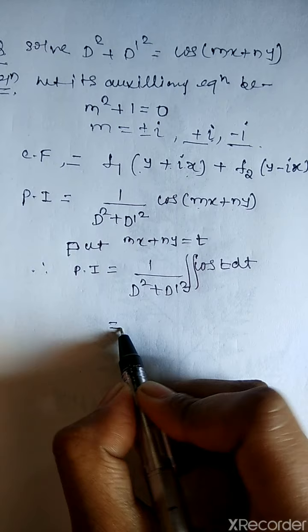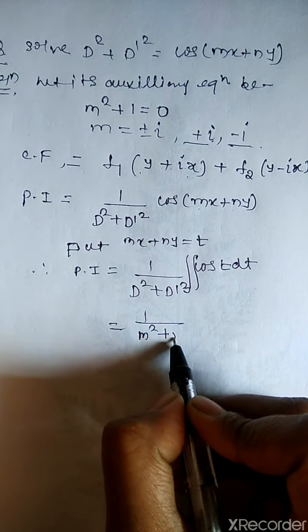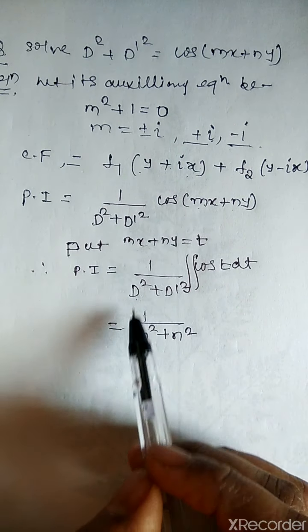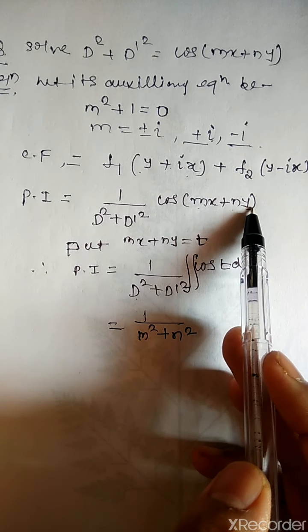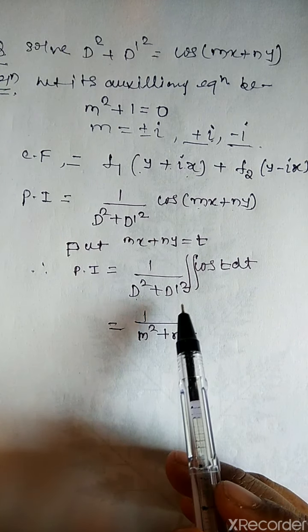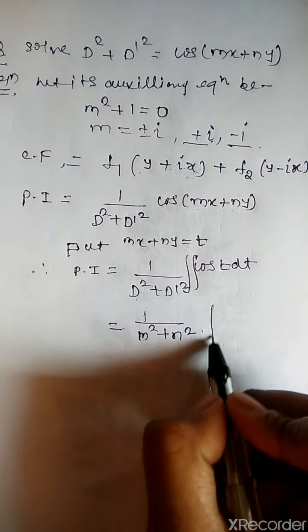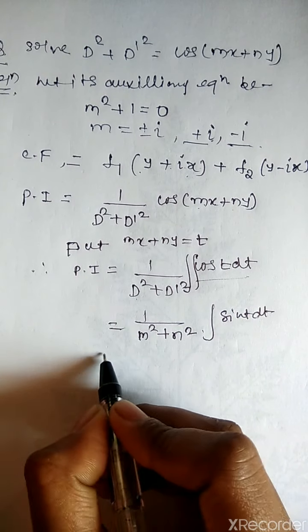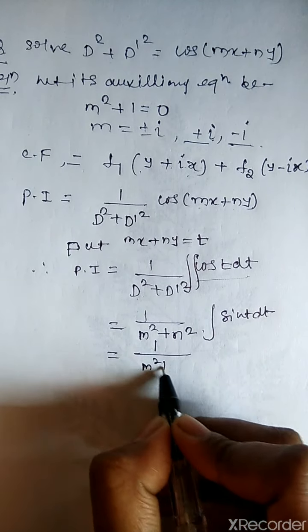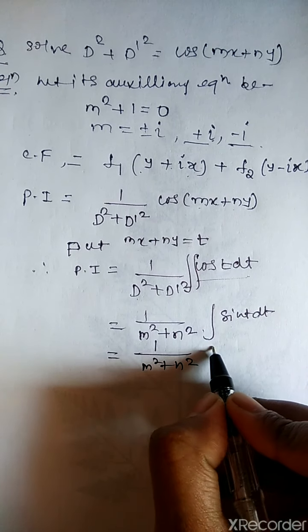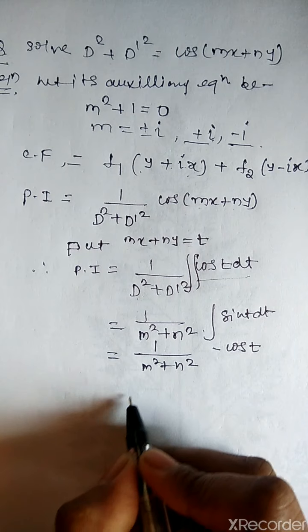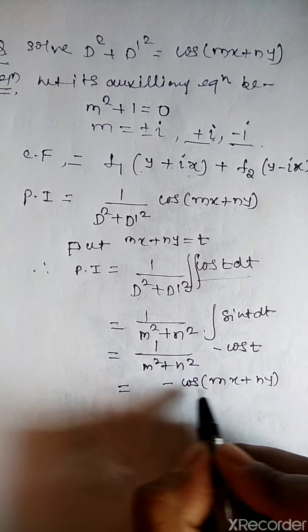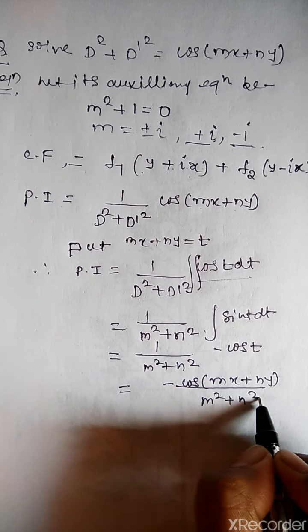So this is equal to 1 by (m² + n²). Why have we put m? For D, the coefficient of x is m, so we put D = m. The coefficient of y is n, that's why we have put D' = n. So this is n². And integration, first we integrate this part, so we will get sin t dt. Now this is equal to 1 by (m² + n²), and again integration, what do we get? Minus cos t. So this is equal to minus cos(mx + ny) divided by (m² + n²).